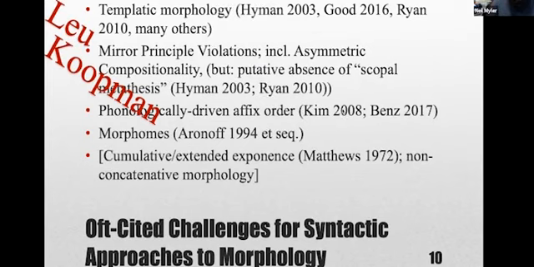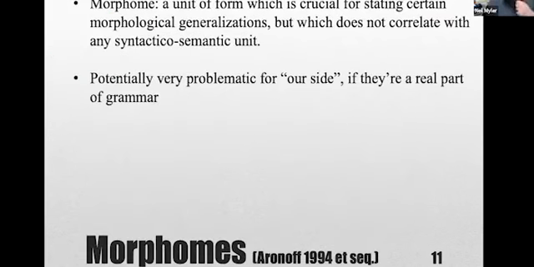The final bullet I'm going to address is this term morphome here, which I don't think a single person said throughout the workshop. And the fact that no one said it will probably have annoyed the non-syntacticists in the audience, because morphomes have been a focus of research for non-syntacticists, especially for 26 years now. Now, what is a morphome? It's a unit of form which is crucial for stating certain morphological generalizations, but which does not correlate with any syntactico-semantic unit or any syntactico-semantic generalization.